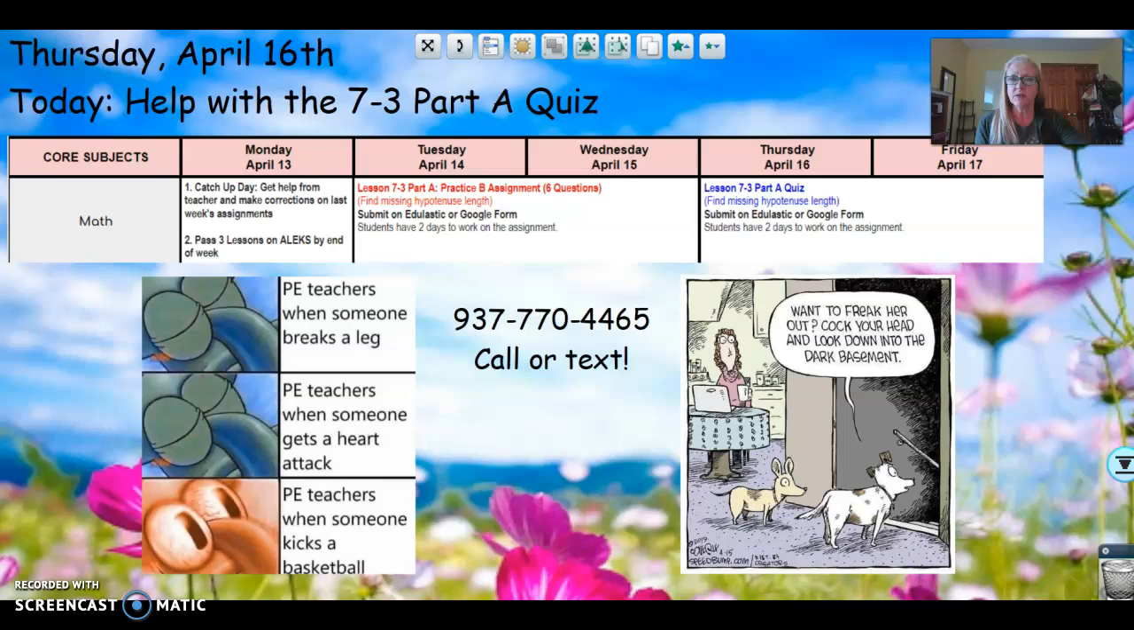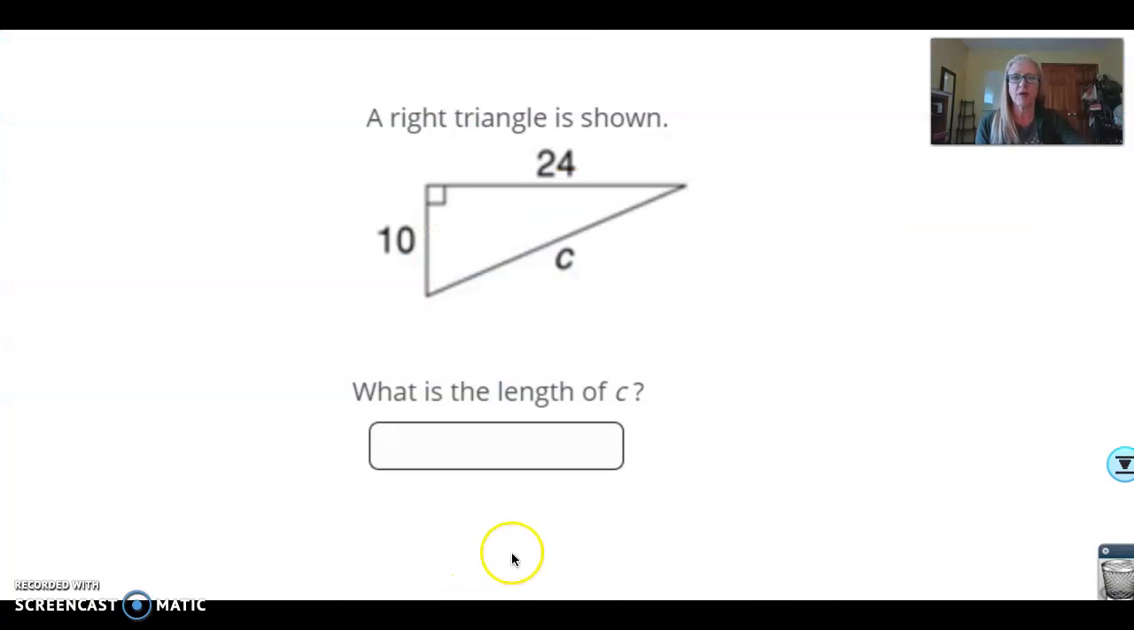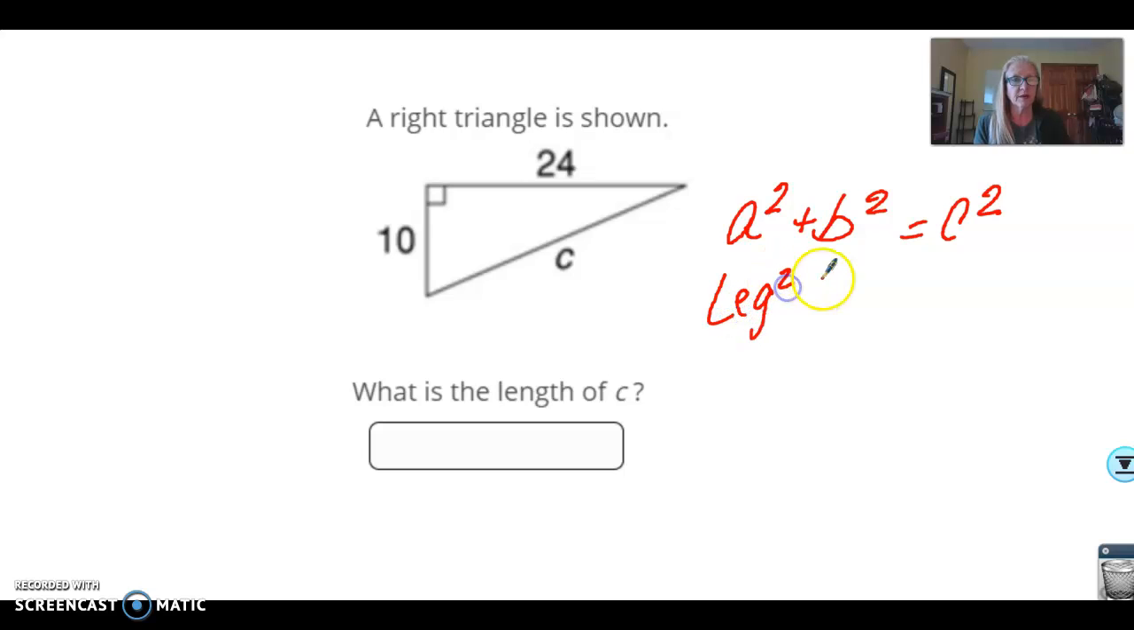All right, so the 6 questions that are on your quiz today. This is number 1. All of these questions are set up so that you have to solve for the hypotenuse, so they're very straightforward. Remember that you're going to be using the Pythagorean Theorem, which is a squared plus b squared equals c squared. I'm very fond of calling it leg squared plus the other leg squared equals the hypotenuse squared.